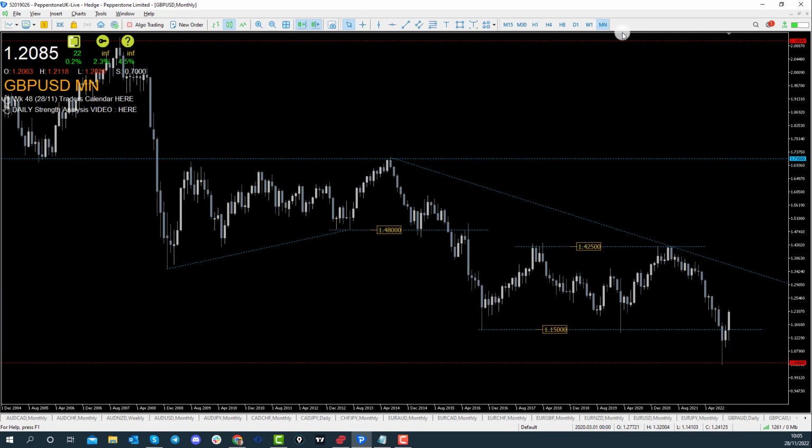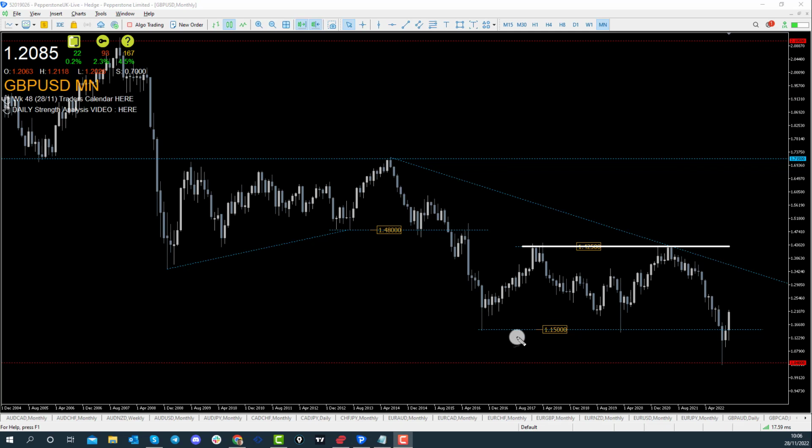I'm going to jump back a step. I'm just going to go to the monthly time frame. Why are we interested in cable? Well, pound has been featured on the strong side of the tables. Dollar has topped the weak side of the tables for quite some time now, so looking to see if that can extend higher. And from a monthly perspective, we've got multiple options.